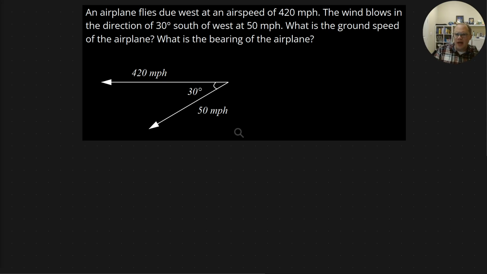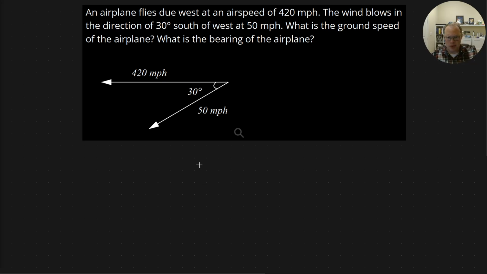Let's take a look at another example. An airplane flies due west at an airspeed of 420 miles per hour. The wind blows in the direction of 30 degrees south of west at 50 miles per hour. What is the ground speed of the airplane? And what is the bearing of the airplane? Okay?